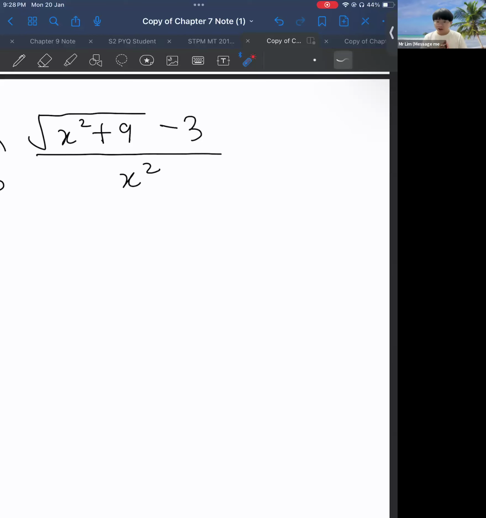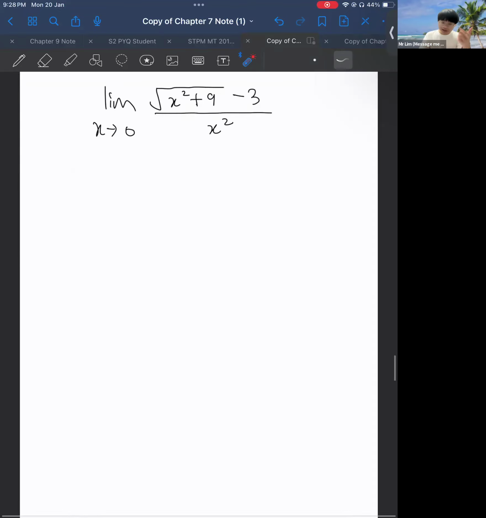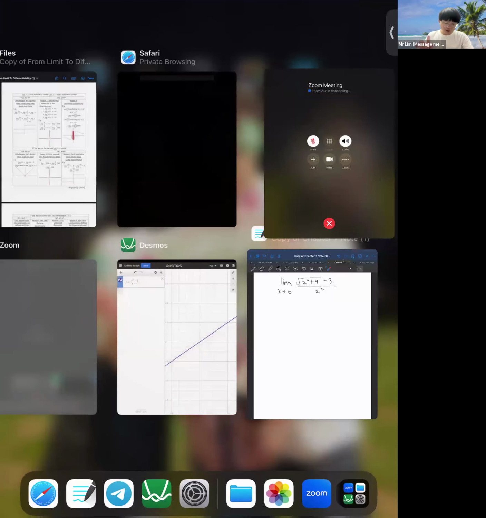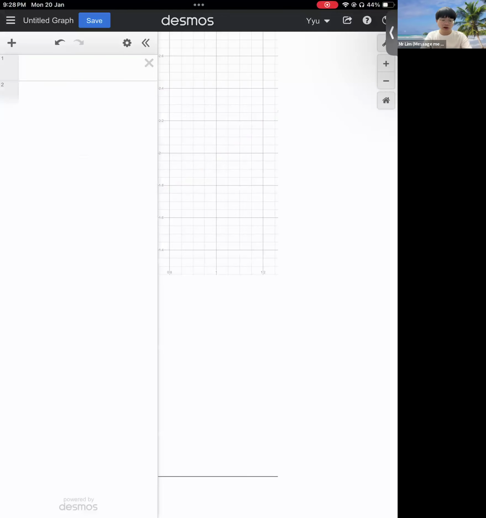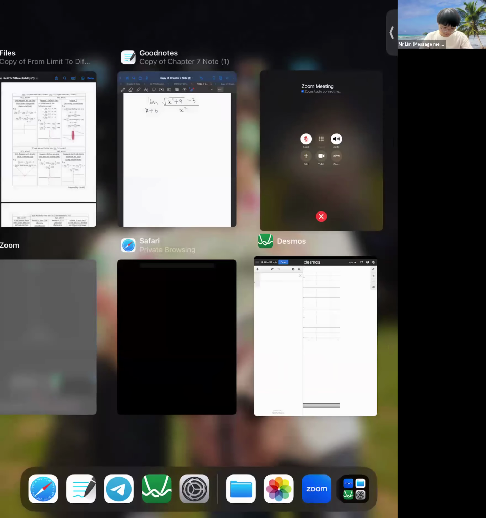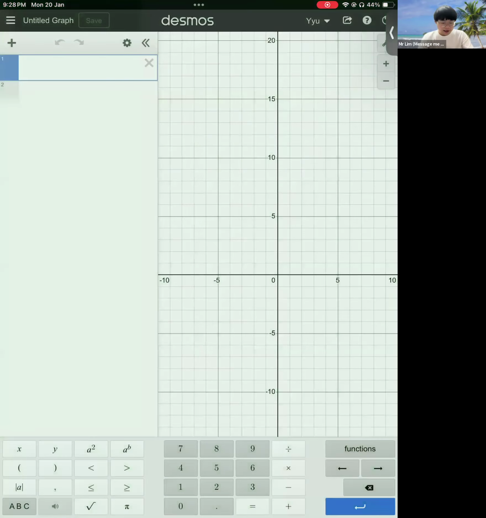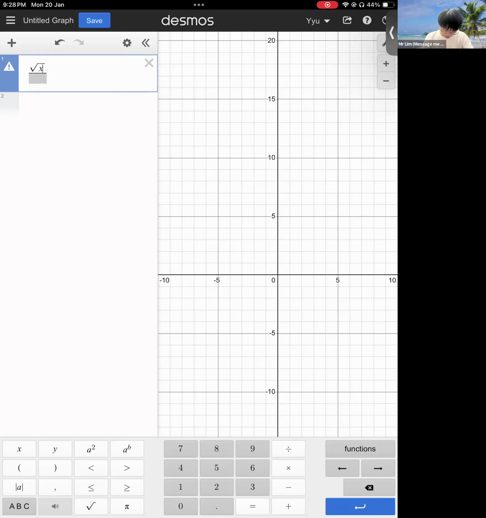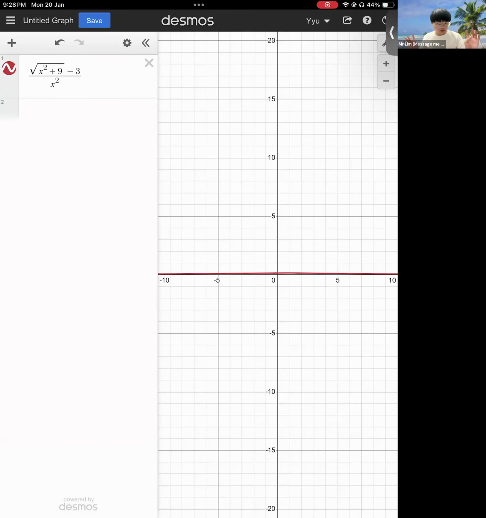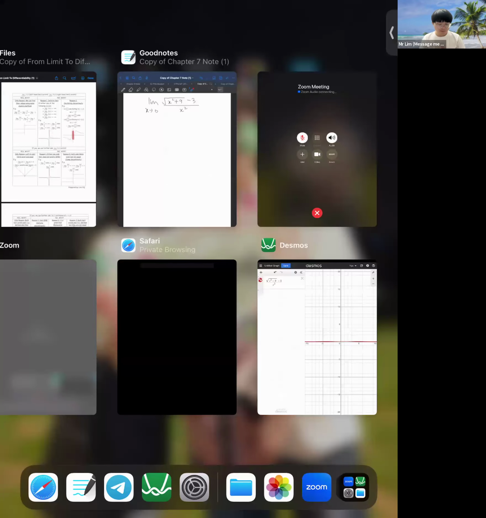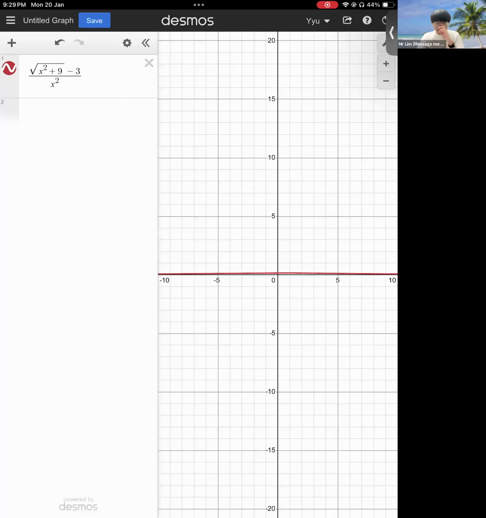Okay, wait. Before we talk about the second technique, can I look at two other approaches? Because let me show you a very interesting part. Okay, let's say this is my example now. Let's go to our first approach. Numerical method. Sorry, graphical method. I think I need to reopen my Desmos. Okay, let's plot our graph here: square root of x squared plus 9 minus 3, over x squared. Right? Yes, correct. Okay, let's see what happened here.